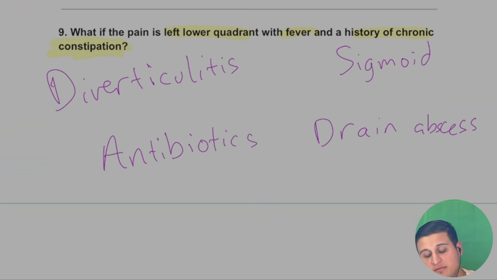Right. And it can happen from a lot of different things. It can happen from a change in normal bowel habits, where they're eating different foods and now they're having constipation again, that kind of thing. But you're going to look out for some of those telltale signs of fever, lower left quadrant pain, constipation, etc.